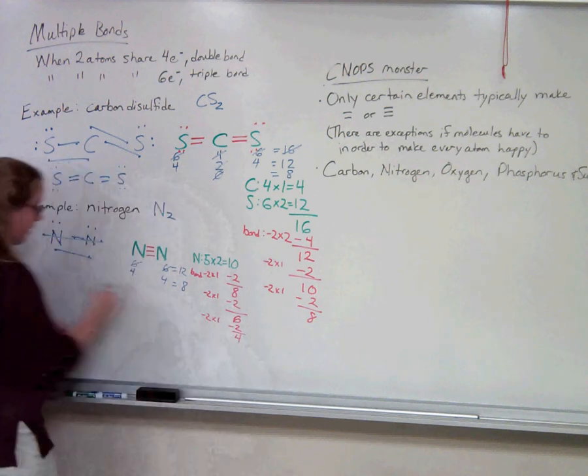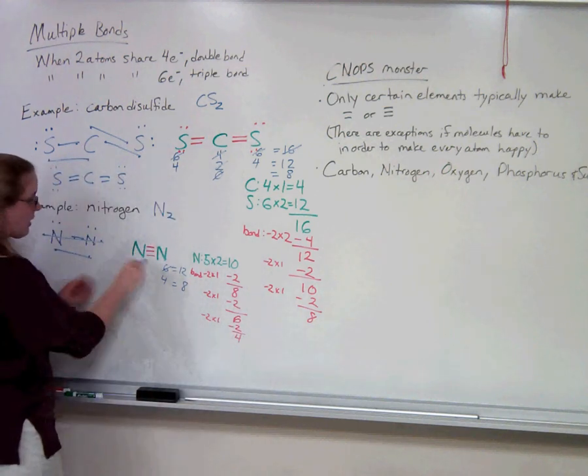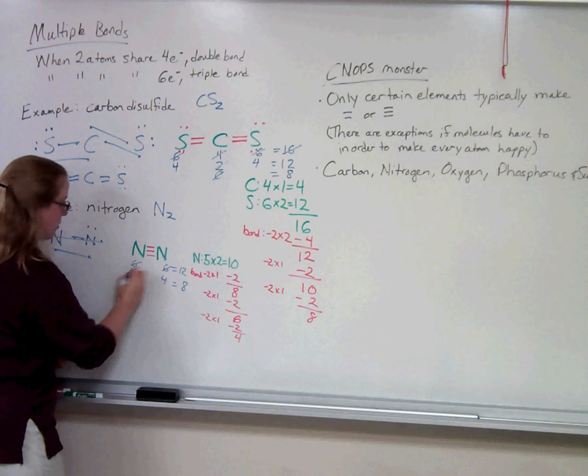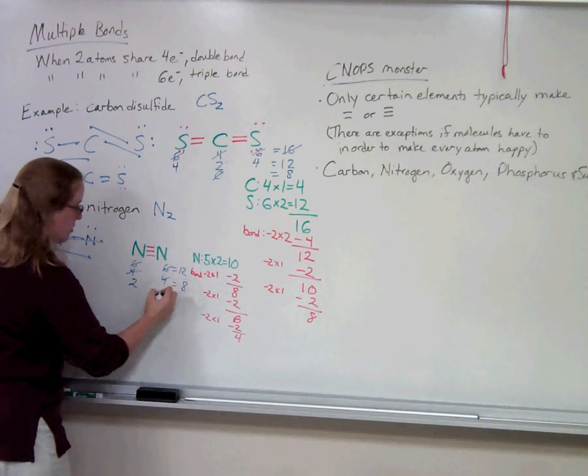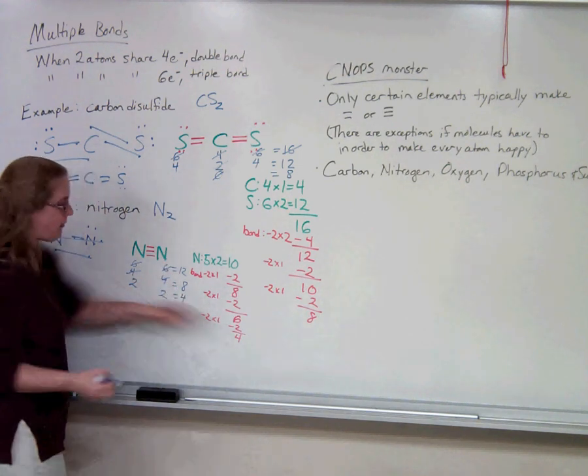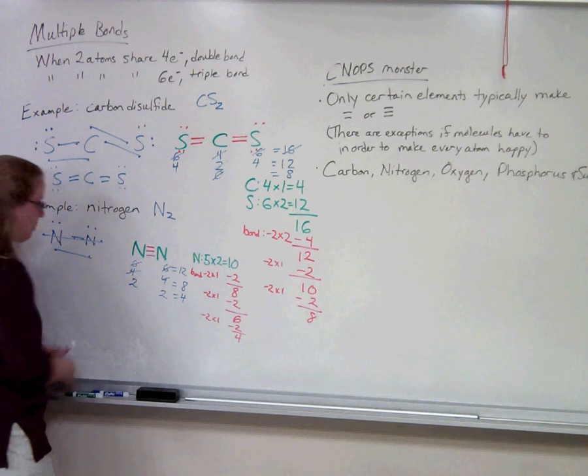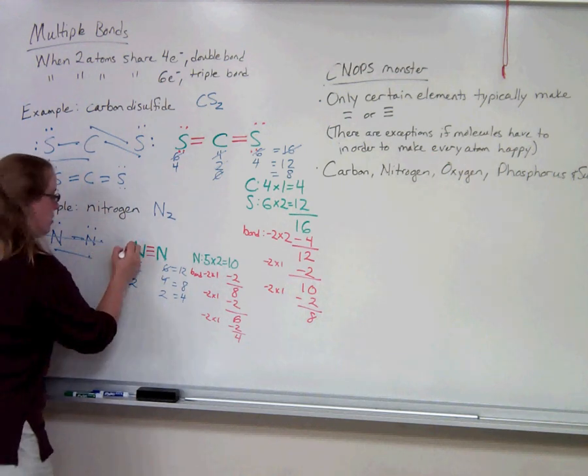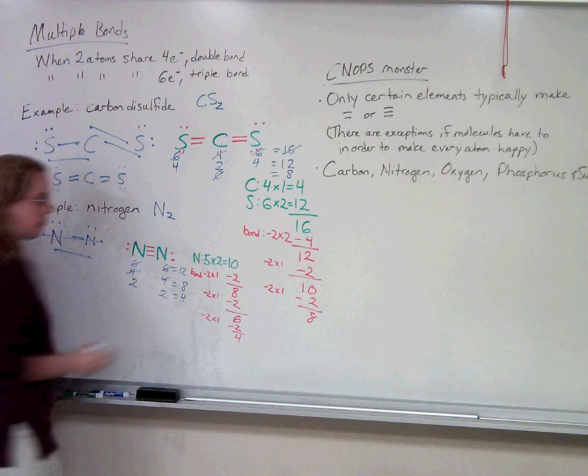So now we have 4 left. Now this nitrogen already has 6, so it only needs 2. This nitrogen also needs 2, so we only need 4. We have 4, we need 4. That's great, that's where we wanted to be. So we're just going to take our 2, put them on there, and that's a molecule of nitrogen.